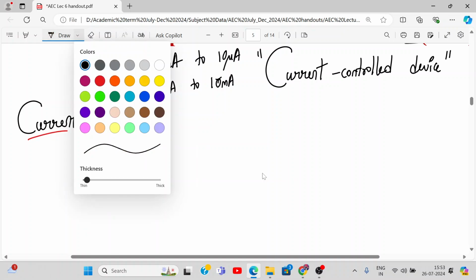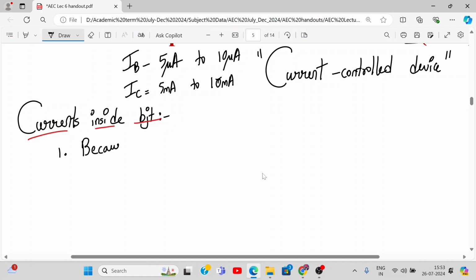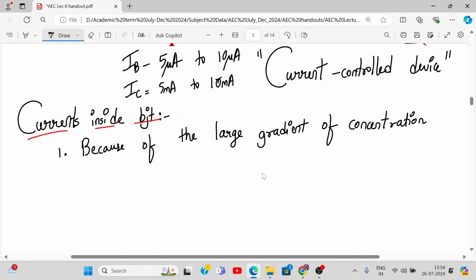Write down: because of the large gradient of concentration of carriers, from emitter to base. Which carriers am I talking about? Electrons or holes? Electrons. Electrons are majority in N. When they go into P, they become minority. So there is a large change in concentration.